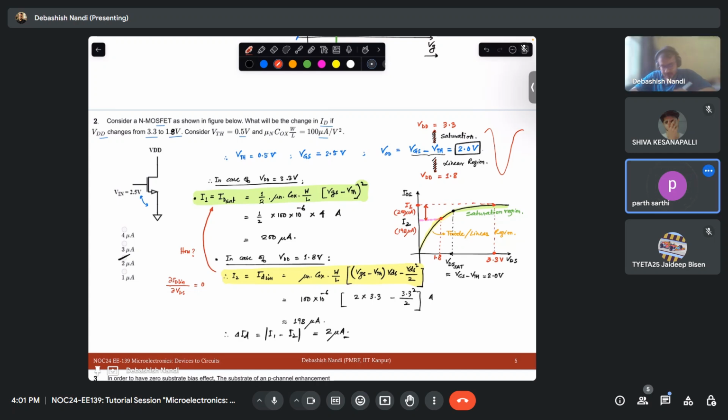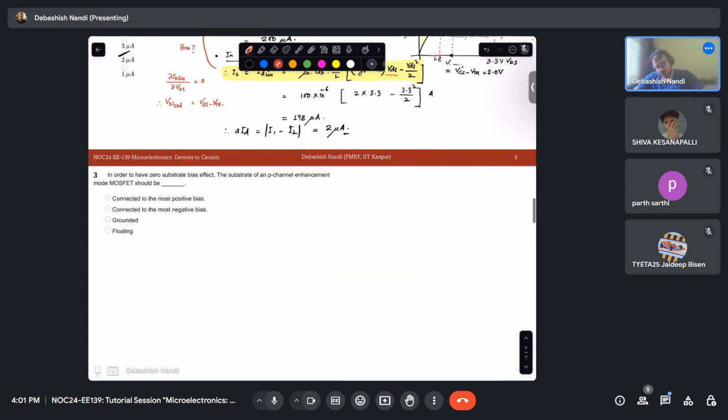And that will give you your VDS sat equal to VGS minus VTH, right? And then you just put your VDS as VGS minus VTH. So you have VGS minus VTH square minus VGS minus VTH square by 2. So it will be half VGS minus VTH square. So this half we take outside and this is the VGS minus VTH square. Okay. So let's move on.